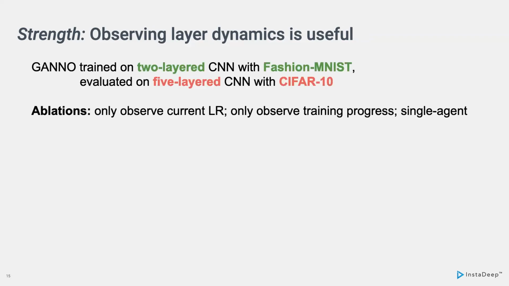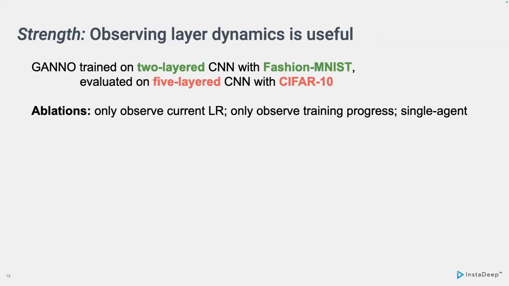We also want to highlight the fact that observing these layer dynamics is useful. I mentioned earlier that people have done RL for scheduling. So what we wanted to do is ablate across various observations. The ablations were as follows. We did this CNN example as before, but with 3 ablations. Firstly, we only observed the current learning rate. So it's still a multi-agent problem, still layer-wise, all of that, but we only observe what the current learning rate is. We're asking: are the other dynamics useful?